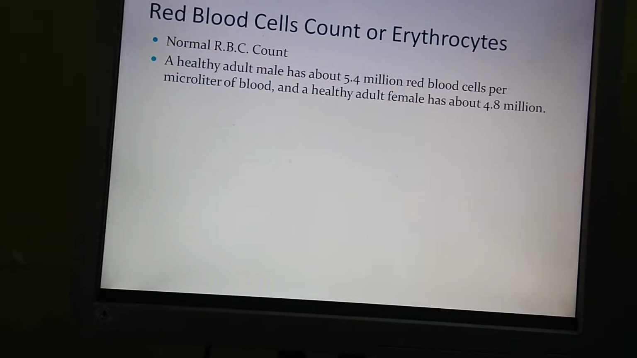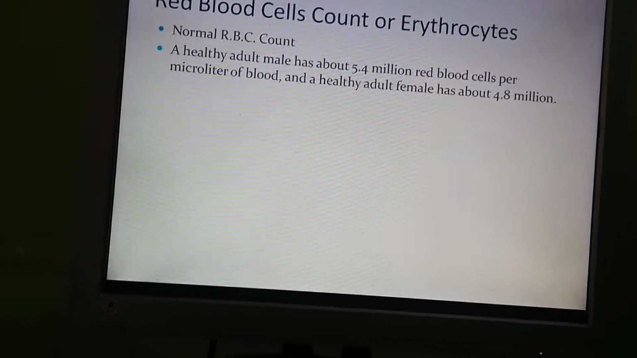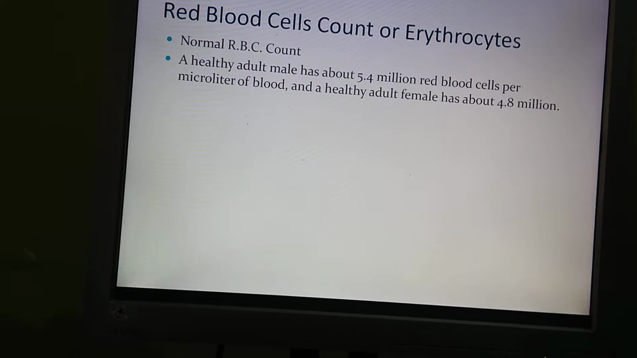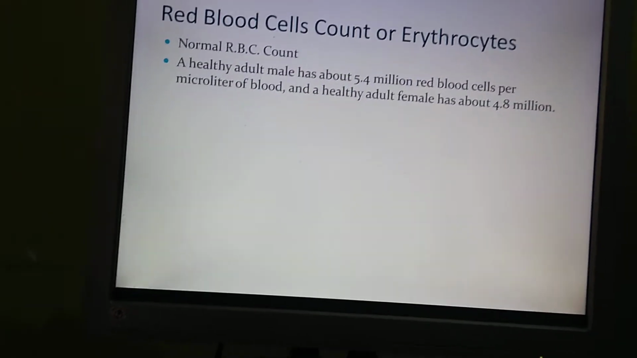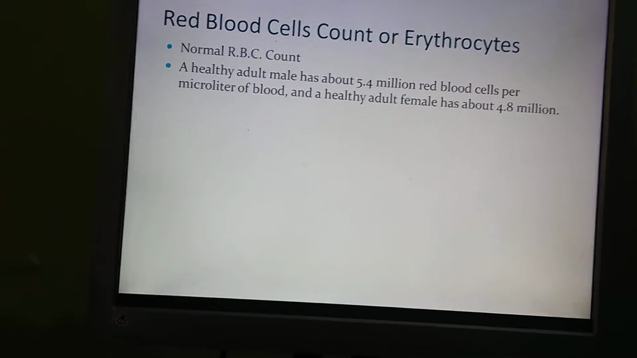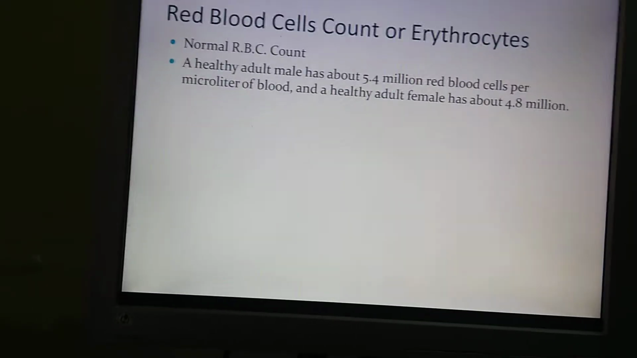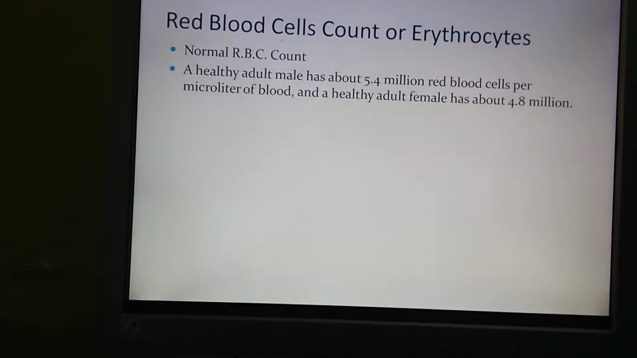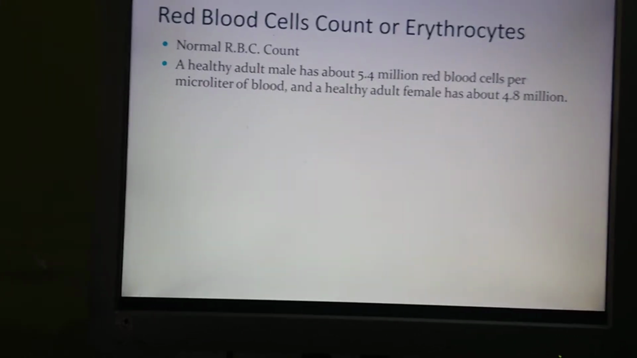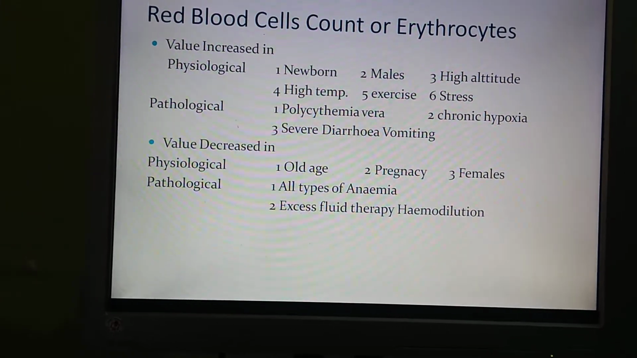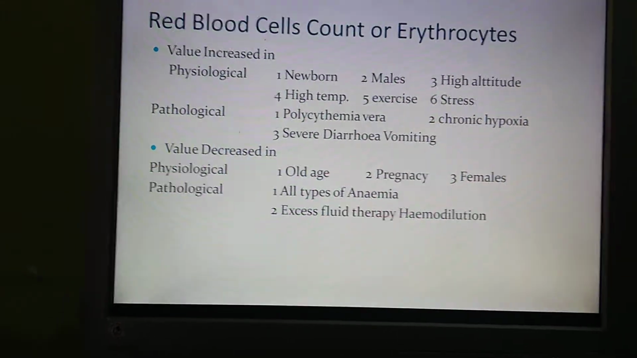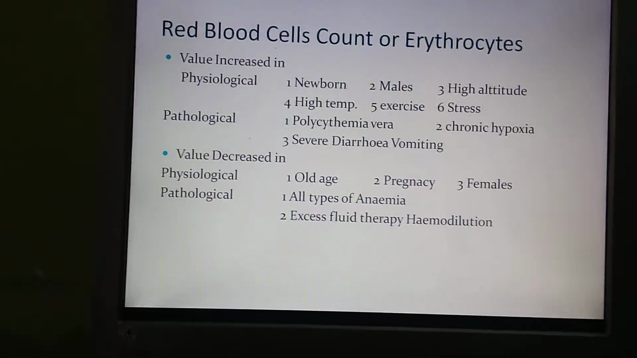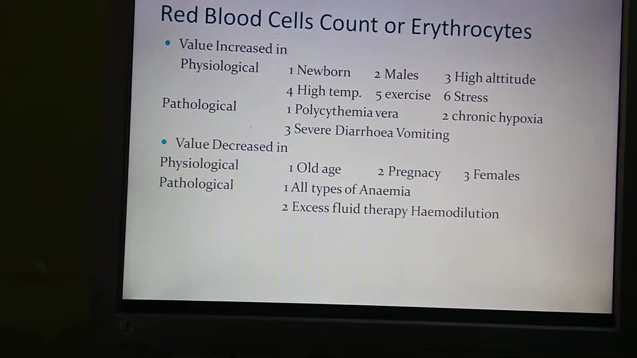RBC count or erythrocyte count: normal RBC count in a healthy adult male is about 5.4 million RBCs per microliter of the blood, and a healthy adult female has about 4.8 million RBCs per microliter of the blood. This value increases physiologically in newborns, males, high altitude, high temperature, exercise and stress.